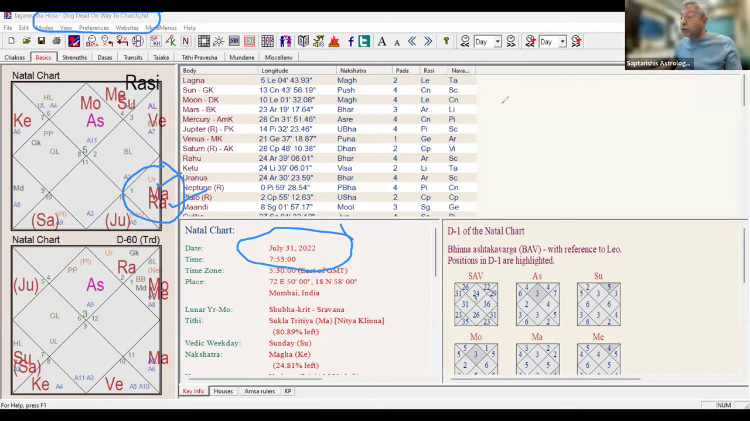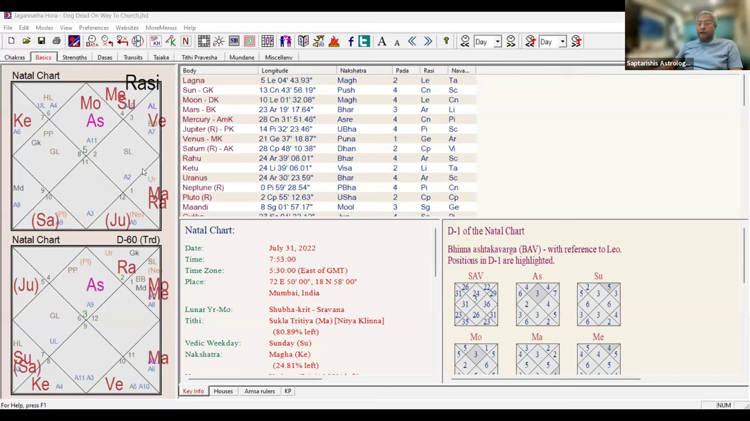Now, all of you know something, but I've realized youngsters don't know it. Which is the Karaka of longevity? Saturn. What does Mars have to do with longevity or death? Sir, Mars is the natural 8th house lord. A natural Karaka of longevity. Sir, Mars debilitates Saturn. Okay, understood.